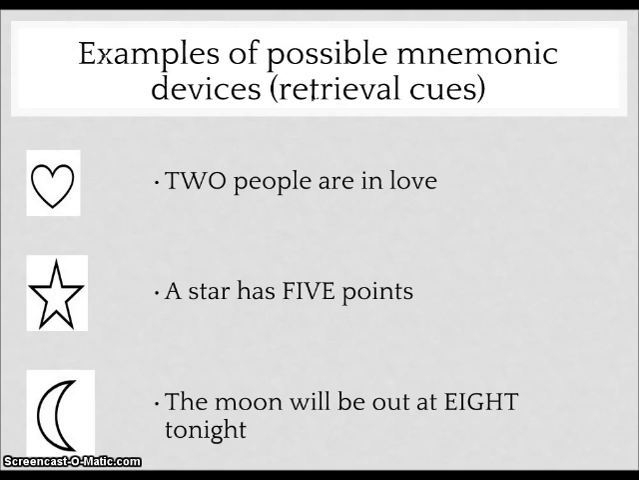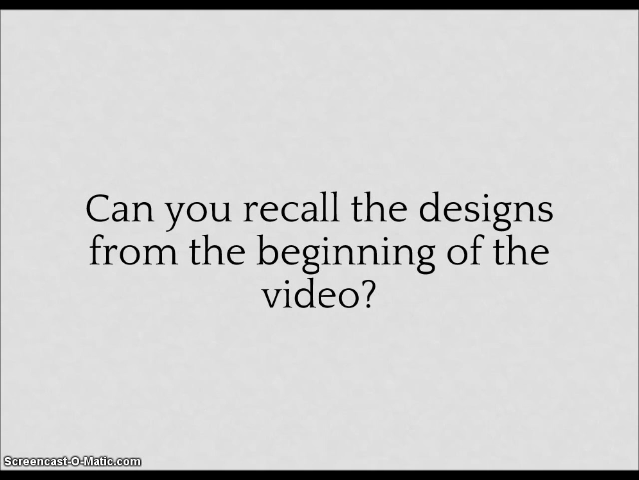Here are 3 examples of possible mnemonic devices. You can associate the heart with the number 2 by saying a phrase like, 2 people are in love. You can associate a star with the number 5 by using the phrase, a star has 5 sides. You can associate the moon with the number 8 by using a phrase like, the moon will be out at 8 tonight. Can you recall the designs from the beginning of the video?